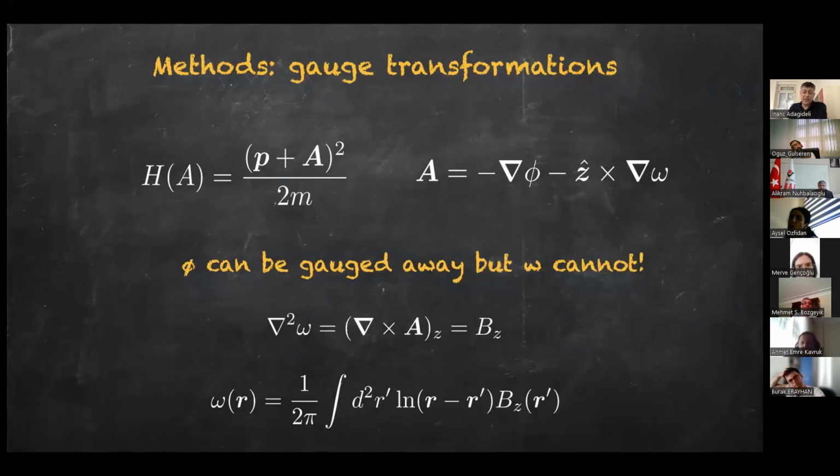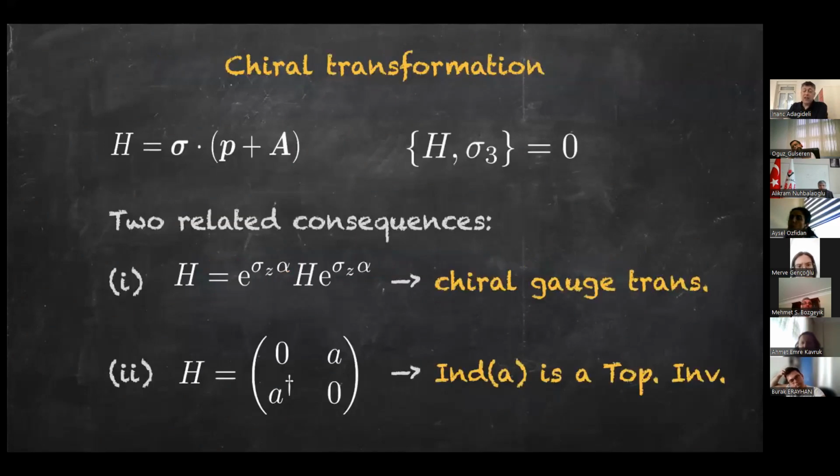That's the key thing. Now, if you had a chiral Hamiltonian, as we were talking about last week, like graphene, sigma dot p, all in two dimensions, there is a very special property: the Hamiltonian anticommutes with sigma z, right? This has two related consequences.